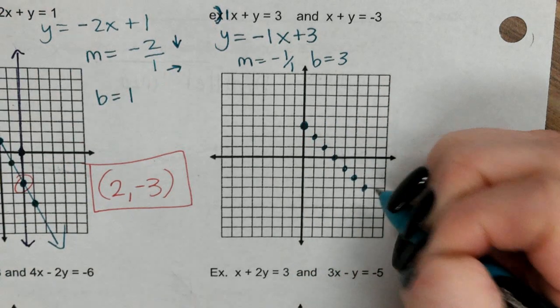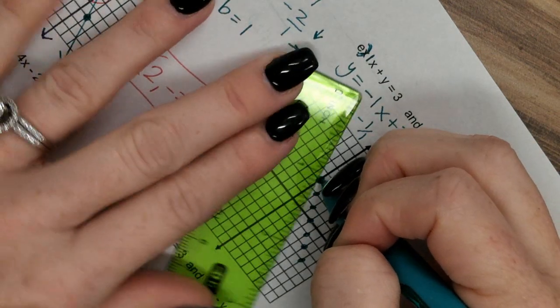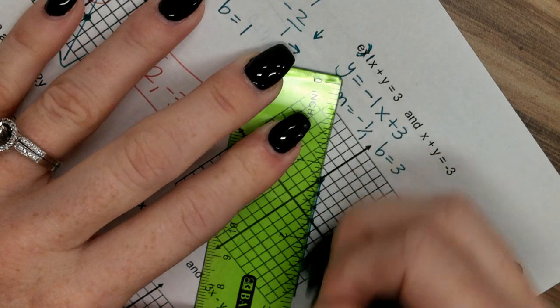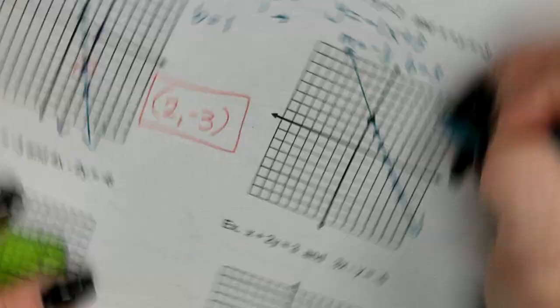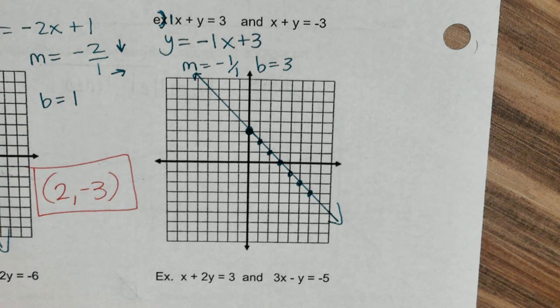Now it is super important that you're using your straight edge, because if you freehand it, you're not going to really see where those two lines intersect. Thank you. All right, let's rearrange this one.